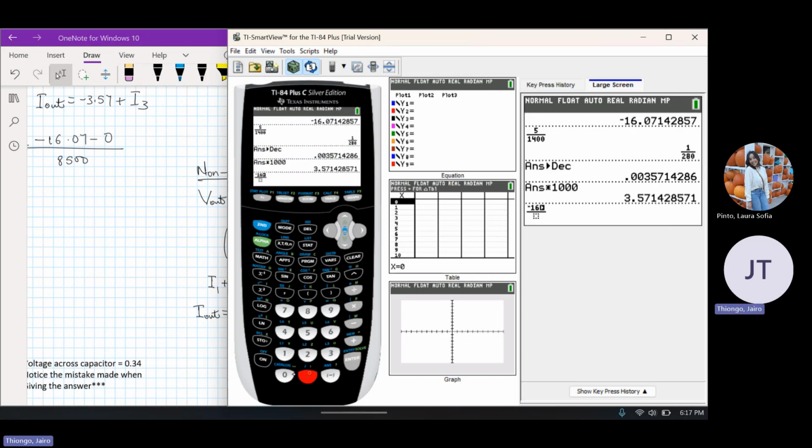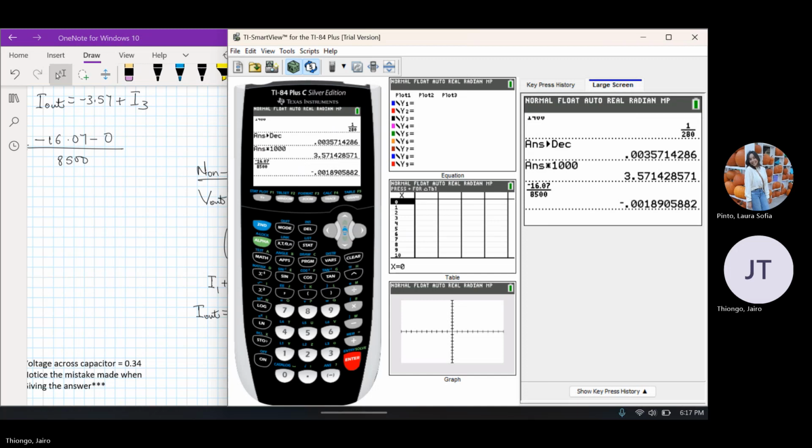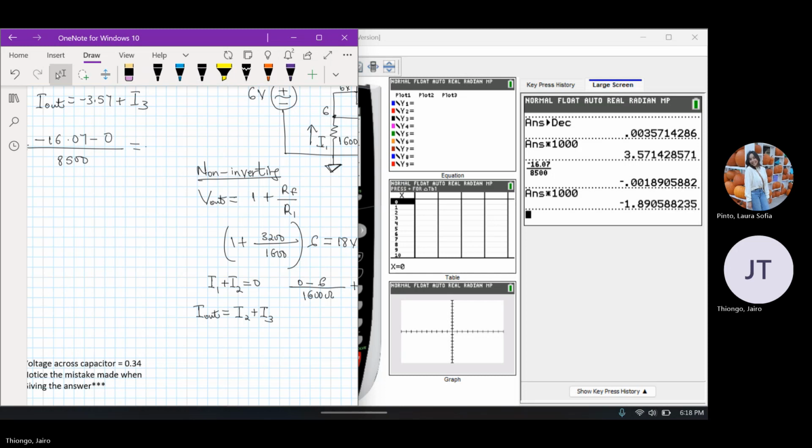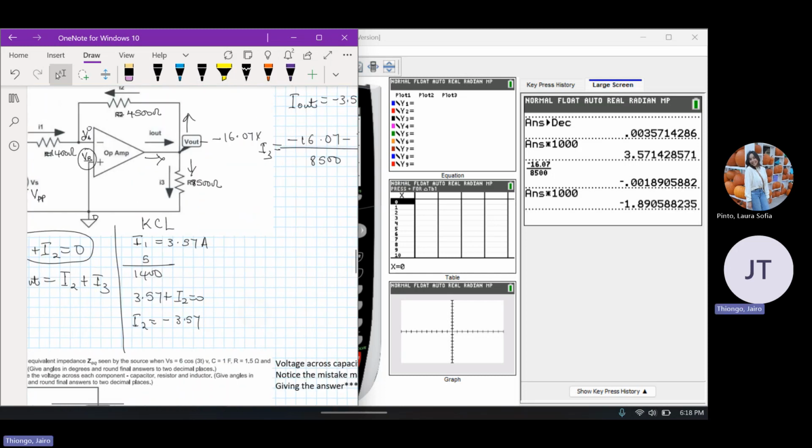Minus 16.07 over 8500, multiplied by 1000 in milliamps, is minus 1.89 milliamps. Oh, we did this wrong. Yes, it is not amps, it's milliamps.